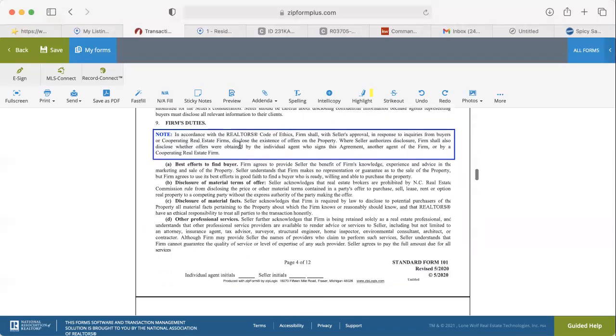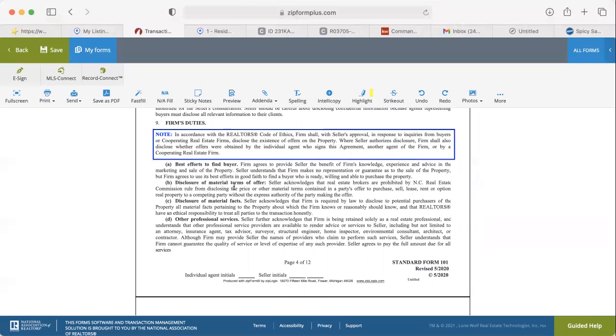Number 9 talks about the firm's duties. So these are the things that we are required to do. Number 1, we have to honor the Realtors Code of Ethics. Number 2, we need to use our best efforts to find a buyer. And this talks about what we can offer.